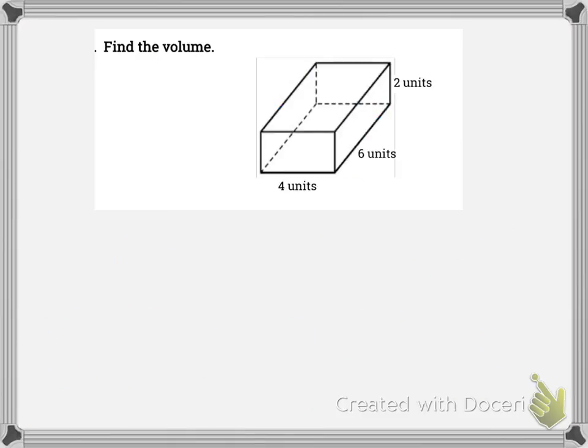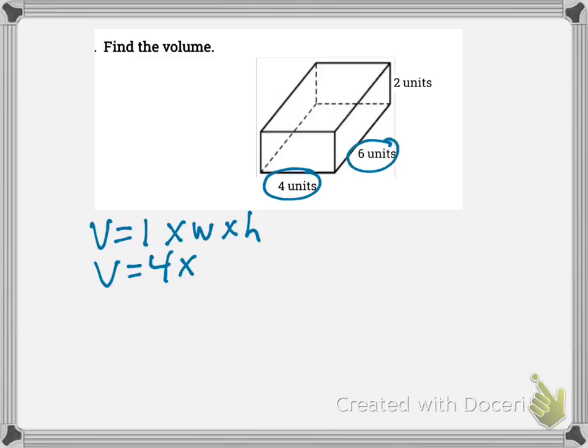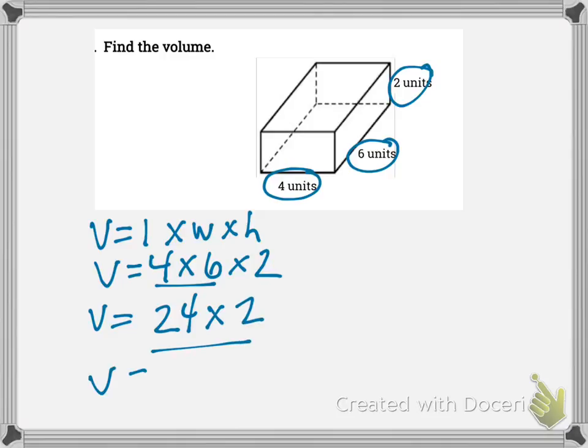All right, so volume equals length times width times height. It's good to write the formula down so you don't leave anything out. So we're looking for volume, so we don't know that yet. Length is 4. Width is 6. And the height is 2. And it really doesn't matter what order you multiply them in, because the rule says with multiplication you can do them in any order. So volume equals 24, 4 times 6 is 24, times 2. Volume equals 48 unit cubes.